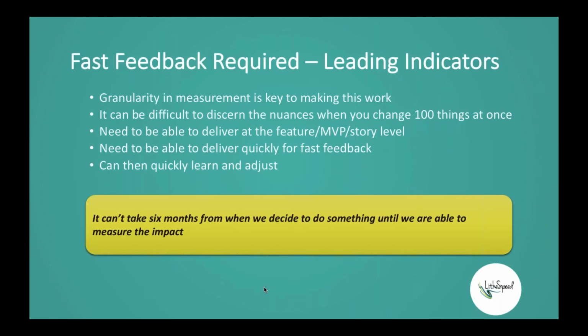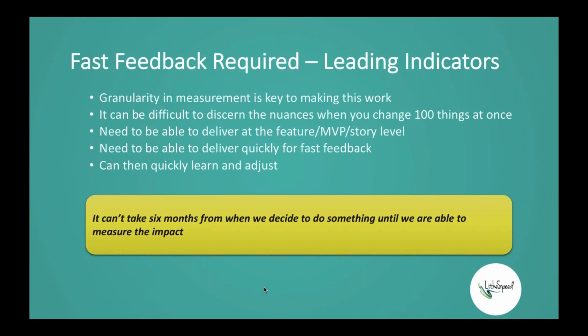Okay, so fast feedback is required. What we want to do is get this granularity in measurement so that I can figure out, once again, at the feature level or user story level, if you like, what user stories and features are impactful, right? And it's difficult to discern the nuances if you're changing lots of things at the same time and deploying things in big batches. If I deploy a project with 100 changes in it, it can be a lot more difficult to figure out, well, which of those changes were really impactful?